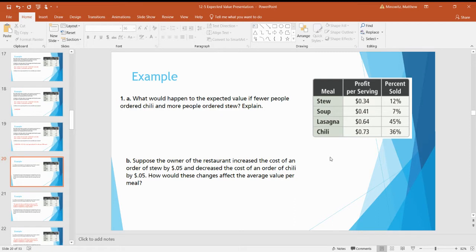Now, here's some theoreticals where we have to think. Less calculation, but we still got to understand what these situations are saying. So what would happen to the expected value if fewer people order the chili and more people order the stew?